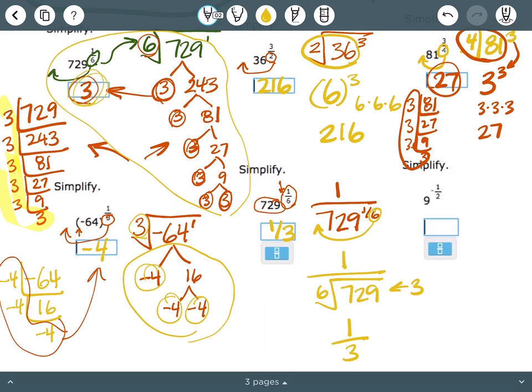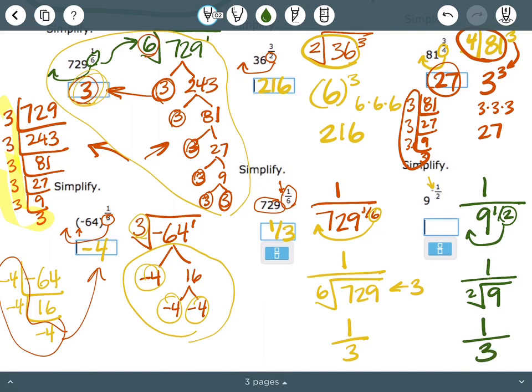I'm going to do the exact same thing. We'll do another example like this one. So 9 to the negative 1/2. Remember that negative turns the number 9 into a fraction, right? So it'd be 1 over 9 to the 1/2 power. I know that 1/2 power is just the square root because that 2 is going to pop out in front. So I have 1 over the square root of 9, and I know the square root of 9 is 3. So I have 1 over 3, 1 over 3 as my answer.